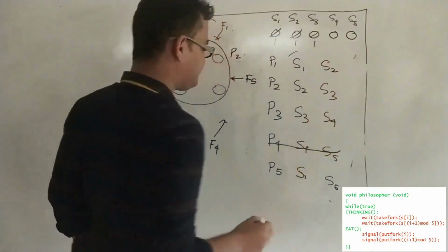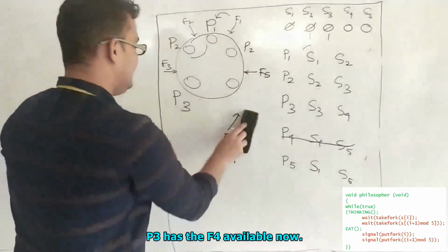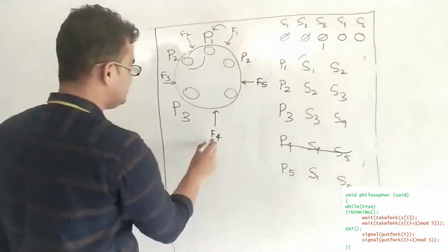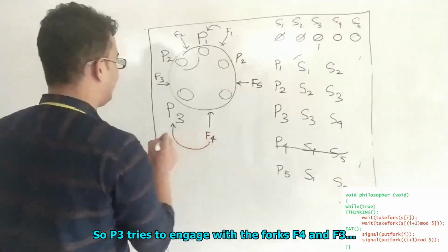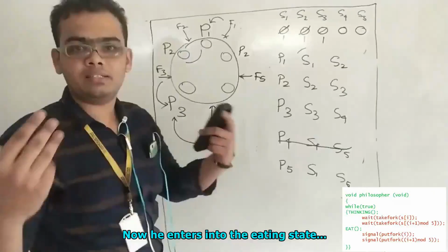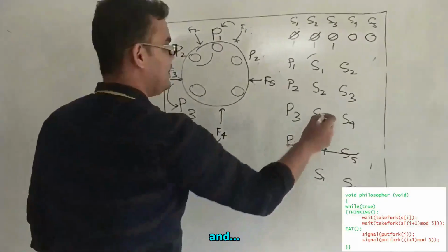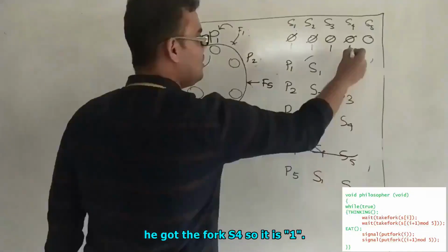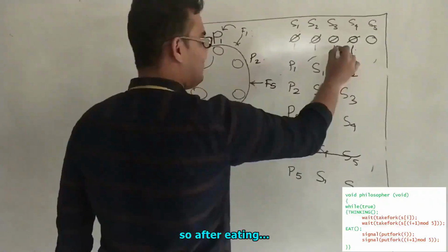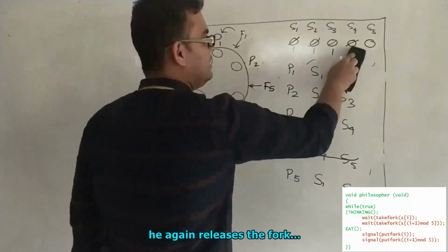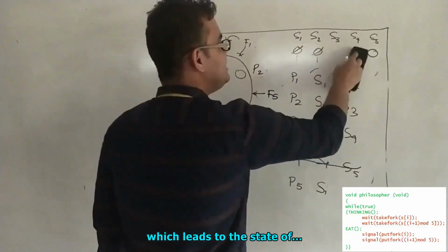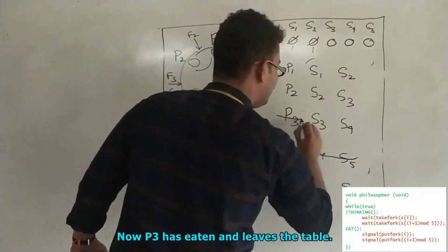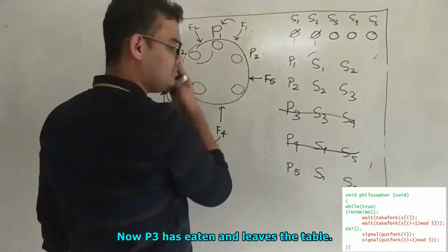Now again, P3 has F4 available. So, P3 tries to engage with the forks F4 and F3. Now he enters the eating state and he got the fork S4, so it is 1. After eating, he again releases the forks, which leads to the state of 0 and 0. Now P3 has eaten and leaves the table.